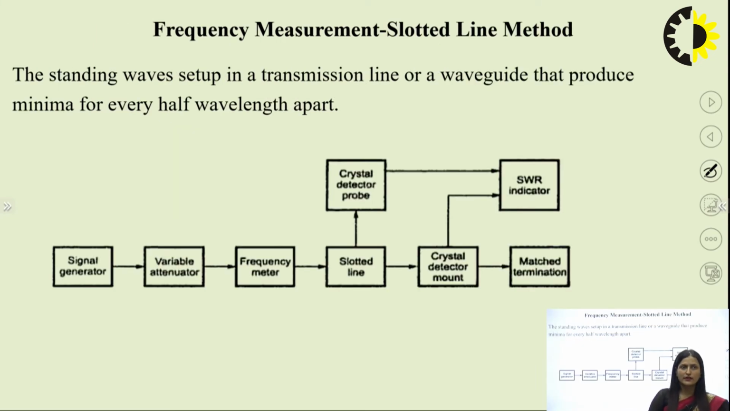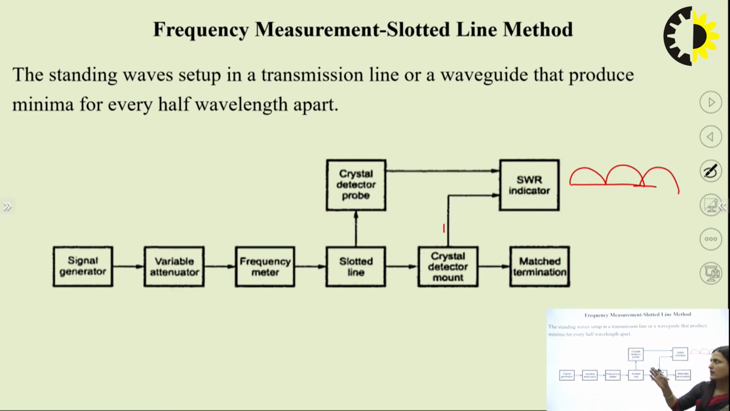So slotted line, the standing wave setup in a transmission line or a waveguide that produces a minima for every half wavelength apart. So see signal generator, variable attenuator, frequency meter, then slotted line, crystal detector, and from this crystal detector mount we are connecting a VSWR meter, and this is your matched termination. So here we are getting some readings, waveform. So this is the method of how to calculate VSWR using slotted line.